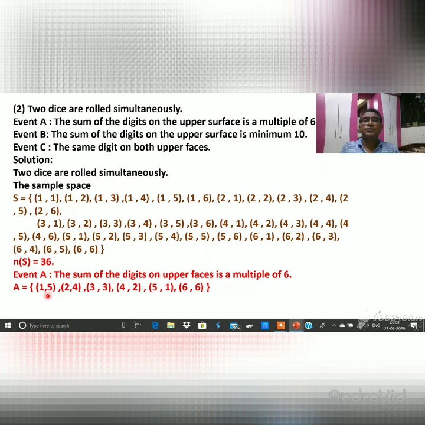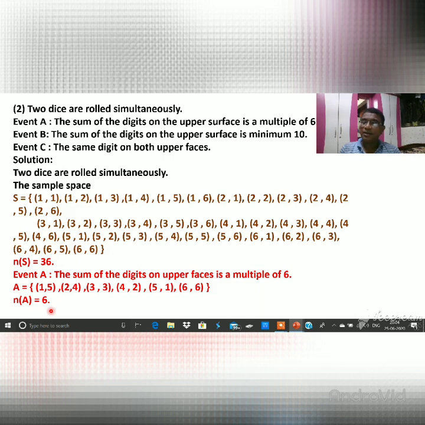See, 5 plus 1, 6. 2 plus 4, 6. 3 plus 3, 6. 4 plus 2, 6. 5 plus 1, 6. 6 plus 6, 12. Because it is the last number, only there you are getting sum 12. No other number gives sum 12, and no number greater than 12 can be taken here. So only this is the possibility. So number of A is equal to 6.